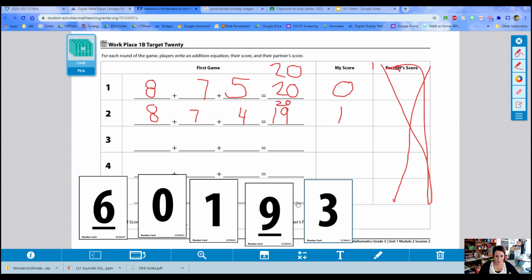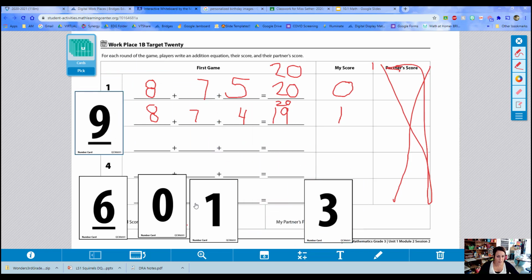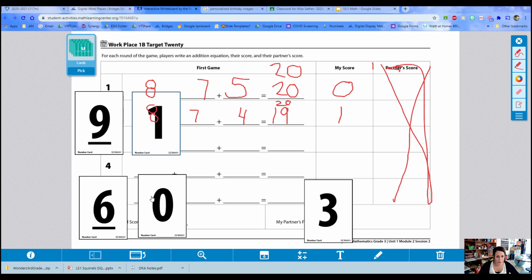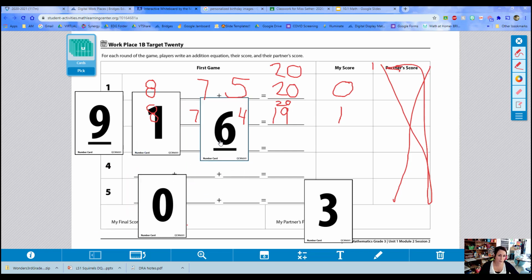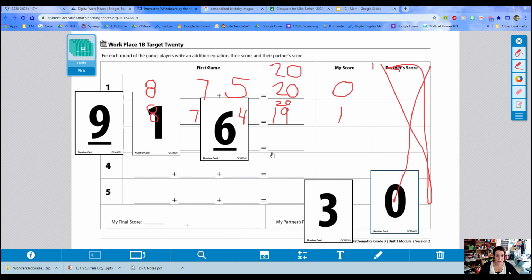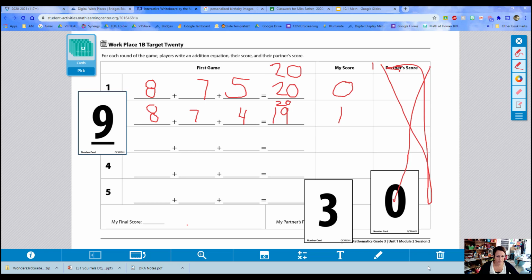And you're going to try to get to 20 again. And I noticed 9 and 1 equals 10, and I love getting to a 10. And then I know that 6 would be the biggest and it wouldn't go over, so 9 plus 1 plus 6 would be my next equation. So 6, and I'm just going to delete them right now so they're out of the way.